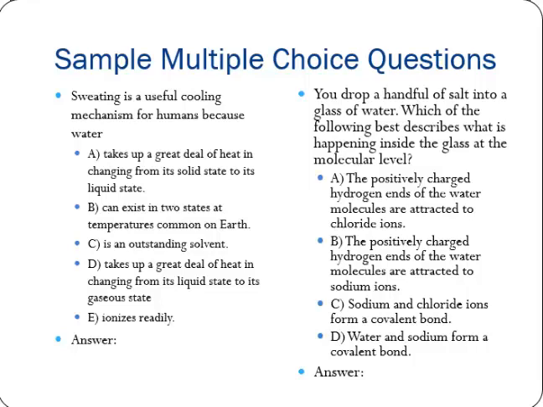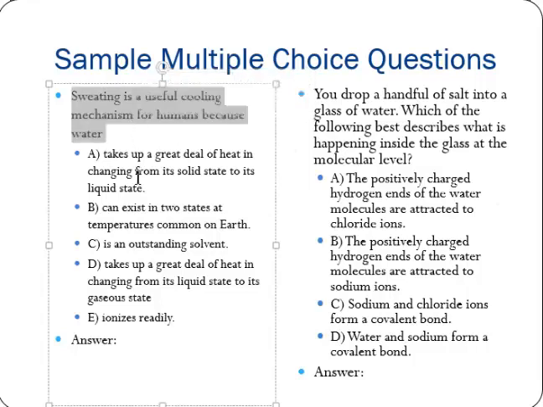Let's look at these two sample multiple choice questions. We've got: sweating is a useful cooling mechanism because water A, takes up a great deal of heat in changing from solid to liquid; B, can exist in two states at temperatures common on Earth; C, is an outstanding solvent; D, takes up a great deal of heat changing from liquid to gas; or E, ionizes readily.